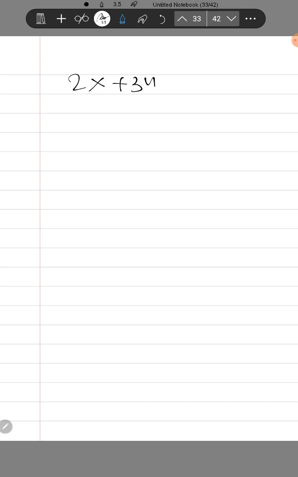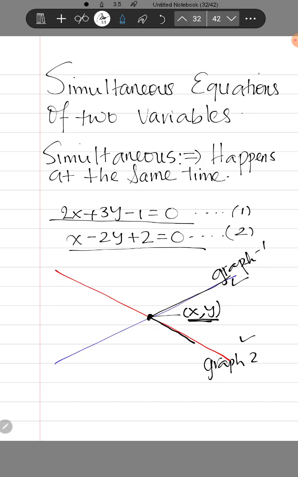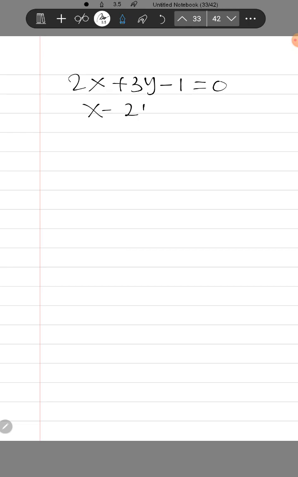2x plus 3y minus 1 is equal to 0. And the other one is x minus 2y plus 2 is equal to 0. When we are given two equations which represent two different graphs, we need a technique of eliminating one of the two variables, either x or y, whichever possible. Then we will have an equation of one variable. We simply calculate for it. Once we get the value of that variable, we substitute that value in one of the two equations above to find out the other value.